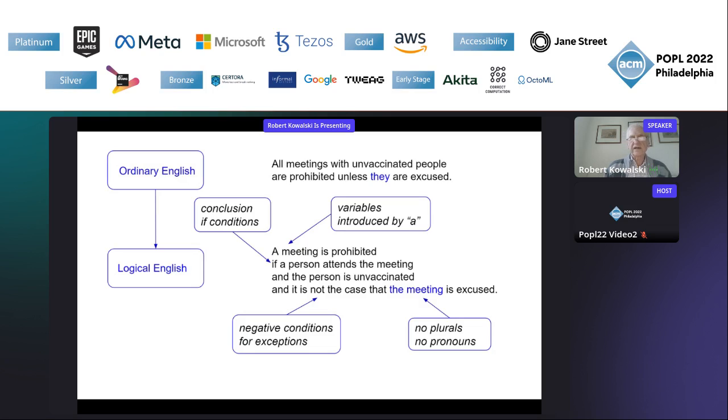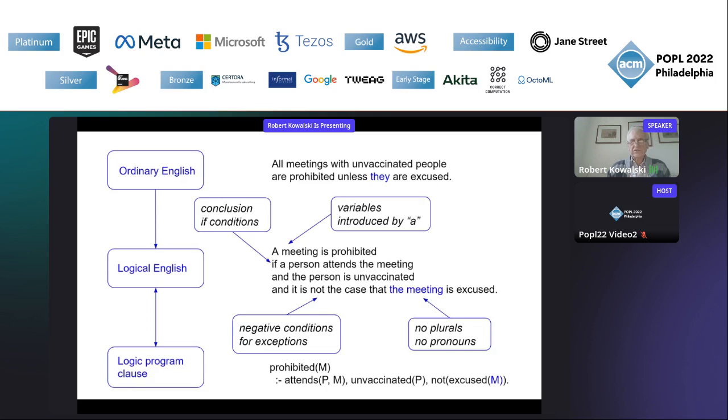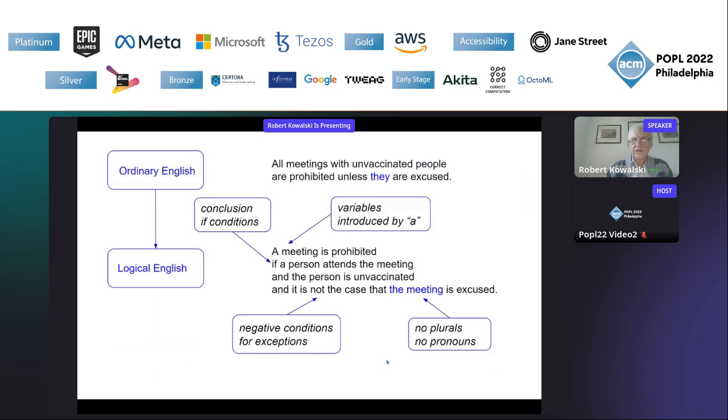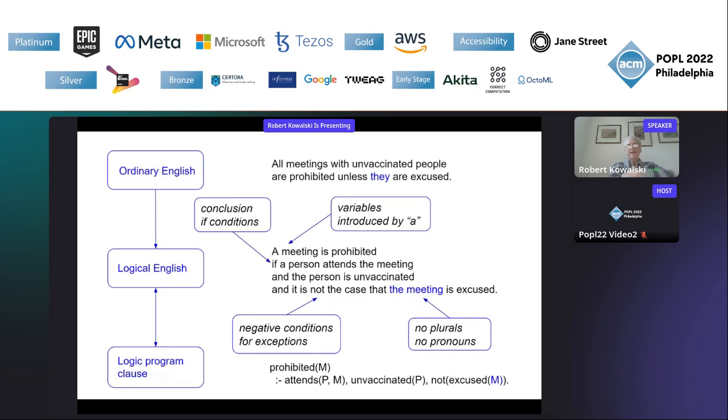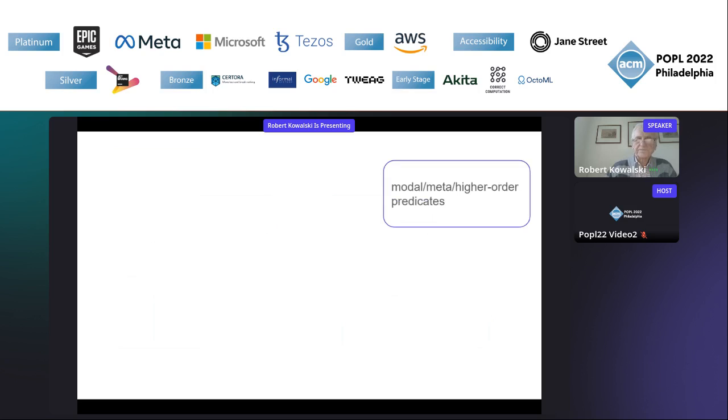It's been suggested that we need a non-monotonic logic, and of course, logic programs, for those who have become more familiar with them, will know that logic programming is one very simple and very powerful way of dealing with non-monotonic reasoning. And notice how this all translates into Prolog in particular, by having a single conclusion that something is prohibited if that something is attended by something else, and that something else is unvaccinated. And in this case, the meeting is not excused.